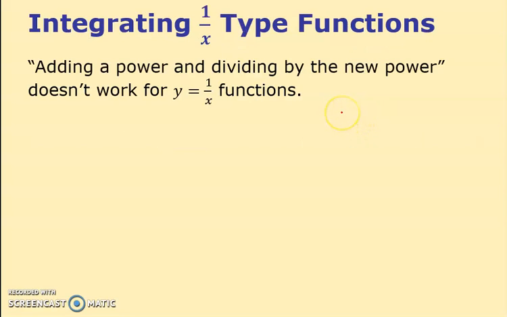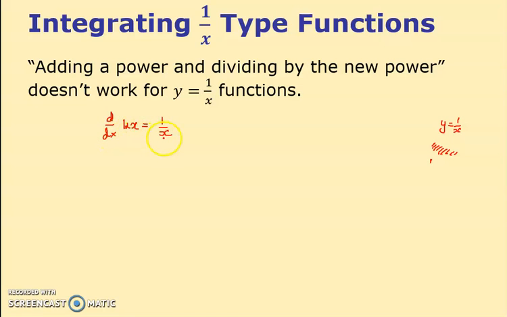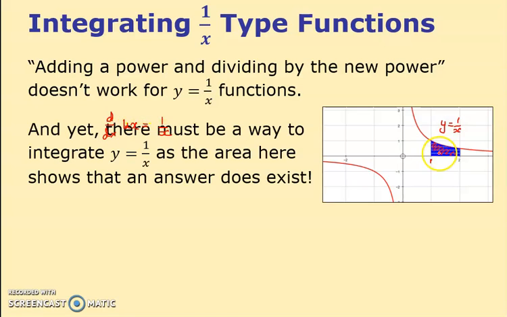If we integrate 1 over x type functions, now again we've already seen that if we differentiate log of x, you get 1 over x. So again, it's not really a surprise, I suppose. I mean, this is the area I'm interested in. This is the y equals 1 over x function. And so, as I've just said, if I differentiate log x, I get 1 over x. If I start with y equals 1 over x, it's not really a surprise to learn that if I integrate 1 over x dx, I get log x.